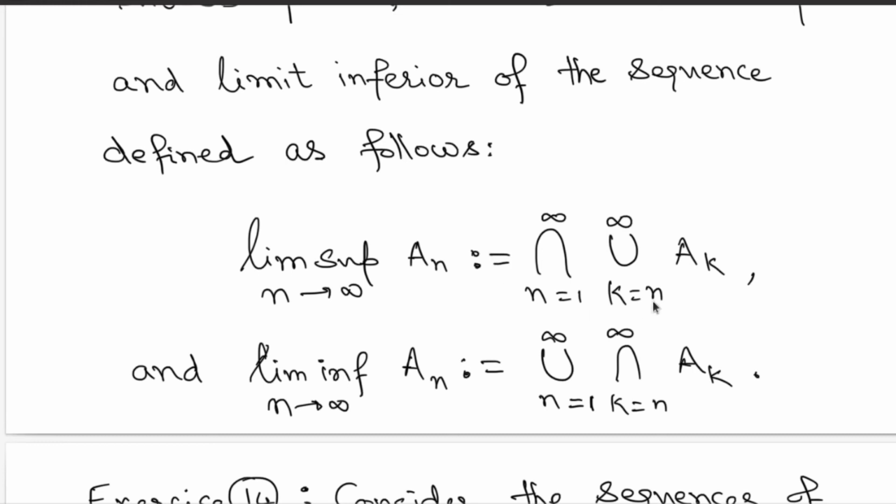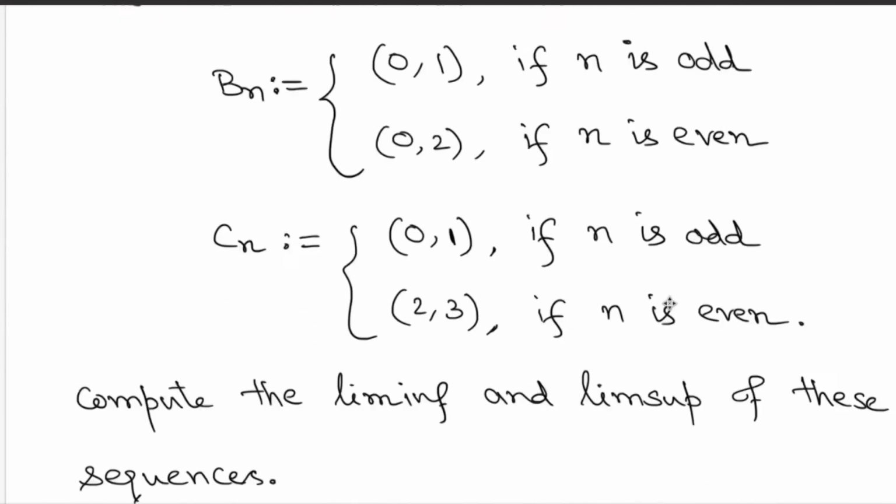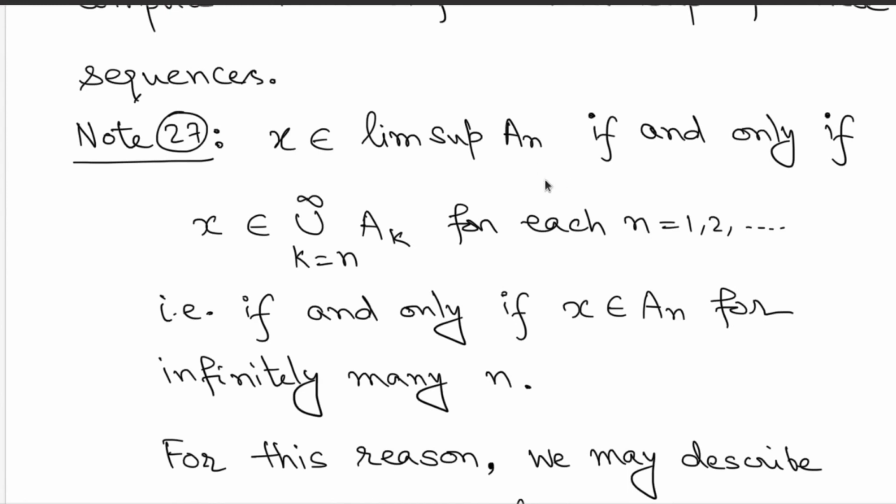Just to repeat, if x belongs to this limit superior, that means from the definition of intersections, x must belong to the inner unions for each fixed small n. So that's what we write. If x is in limit superior of A_n, then x must belong to this inner union from n to infinity for each n. But this will happen if and only if x belongs to A_n for infinitely many n. Try to now go back to the definition of x belonging to this union. If it happens for each n, then x must fall in A_n for infinitely many such n.